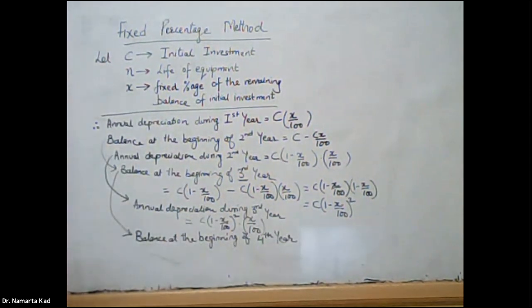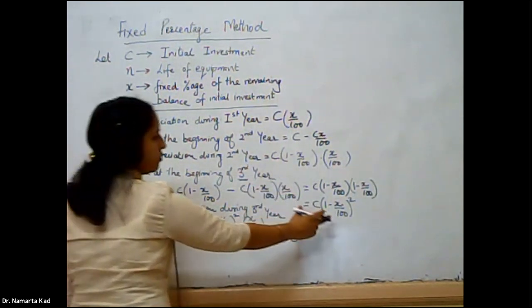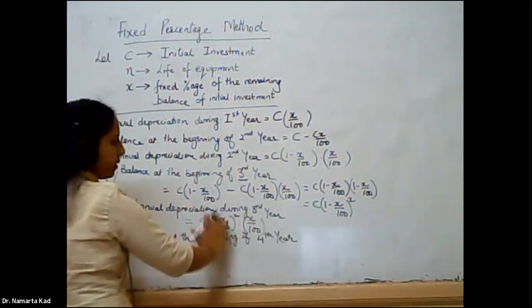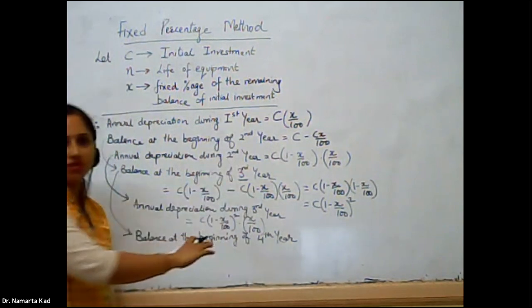Balance at the beginning of fourth year. So what is it? This is the balance at the beginning of third year. This is our annual depreciation. Just subtract them, as we have done in the previous steps.